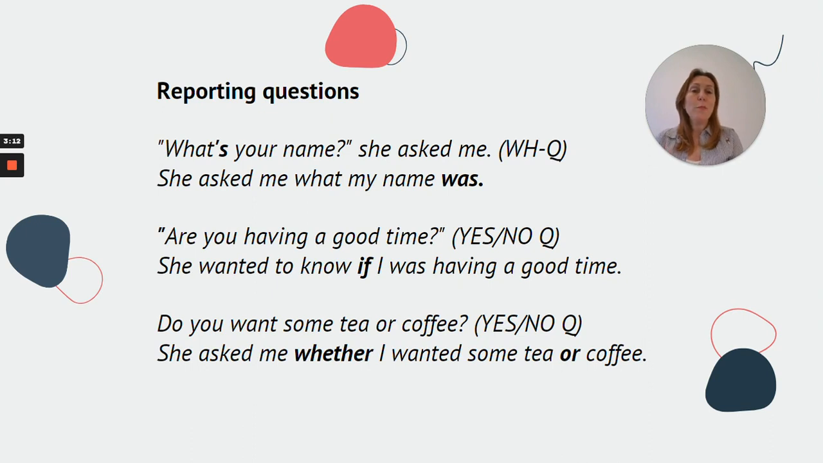Now, if we pass on to the next question, which is also a yes-no question, we see that there are two options here. "Do you want some tea or coffee?" So she asked me whether I wanted some tea or coffee. So what we can see here is that there are two types of questions, WH questions and yes-no questions. And within yes-no questions, we can use if or whether if there's more than one option.